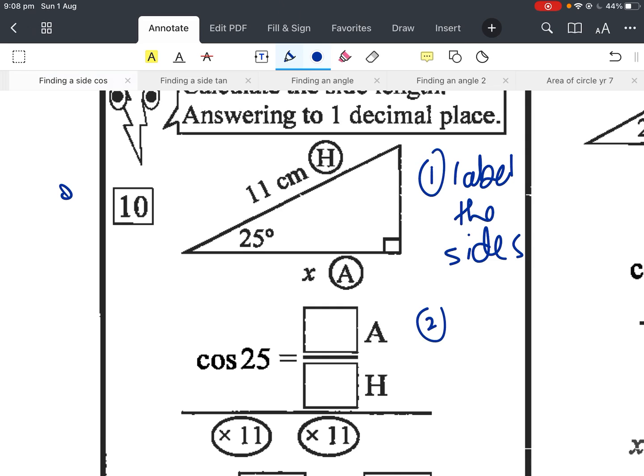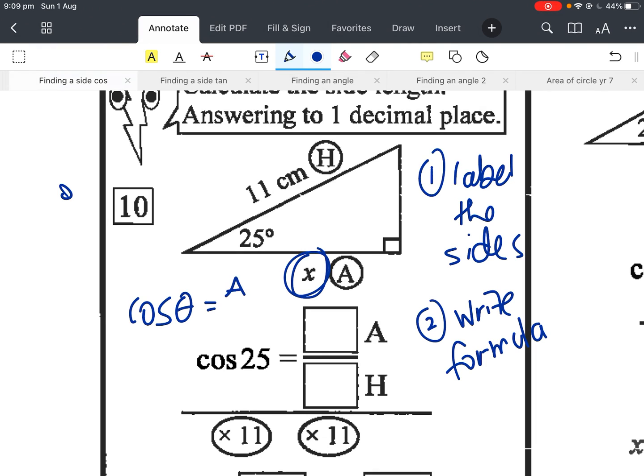And then the second thing I have to do is write down my formula. Here they've done that for me as well. The formula to find the missing side x is cos theta equals A over H. So theta is the angle here, for those of you who haven't done this before. I always write that number 25 straight after the cos.